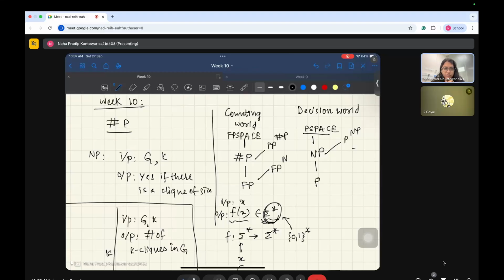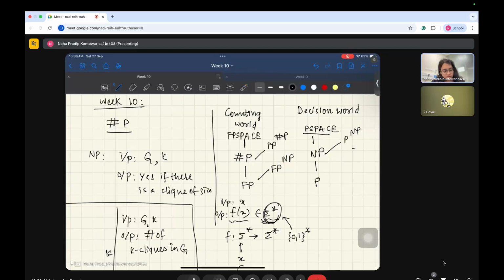Even FP to the NP is well defined because you can still give access to decision problems, and the result that your base machine is computing is still a value of f(x). The only thing is, in its computation, it may use oracle access to some decision problem. That is still fine. But then what would this space complexity class FP space mean?